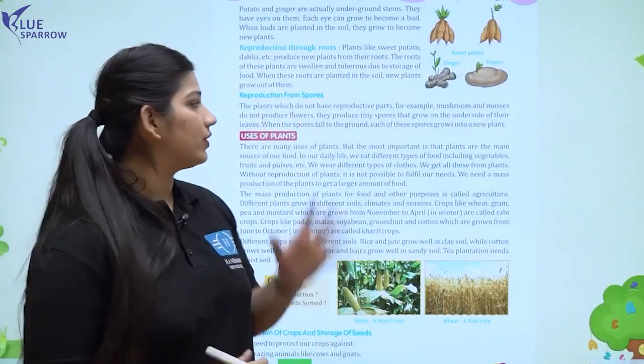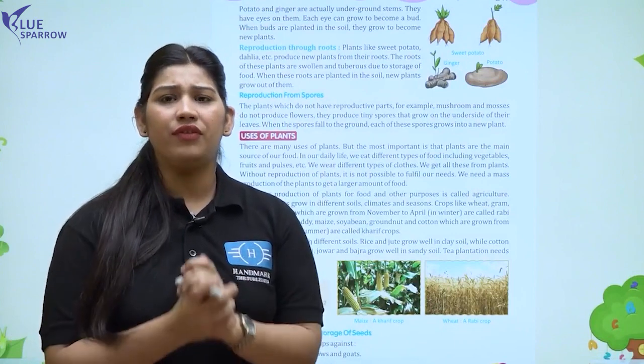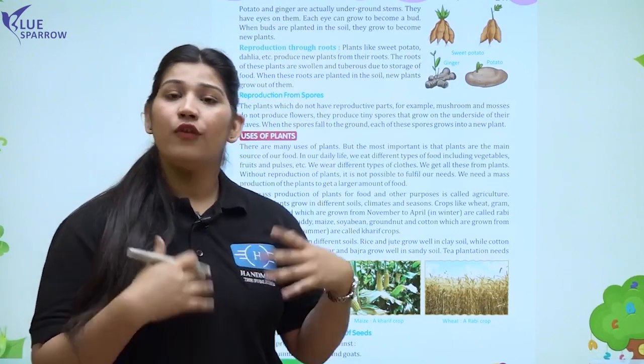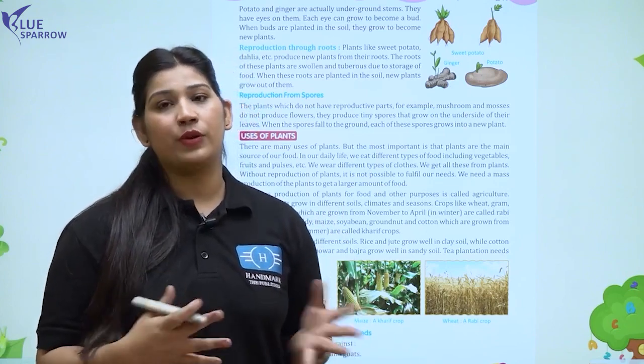Reproduction through spores. Some plants do not have reproductive parts, like mushrooms, etc. When their spores fall on the ground, new plants grow from them.